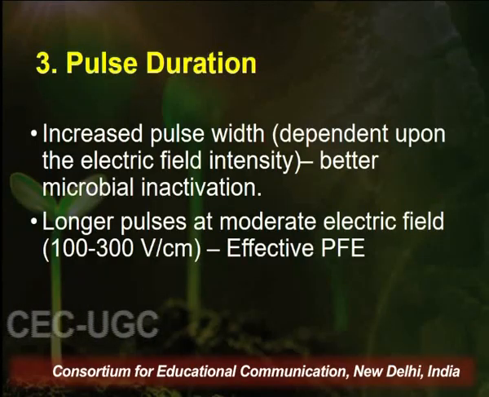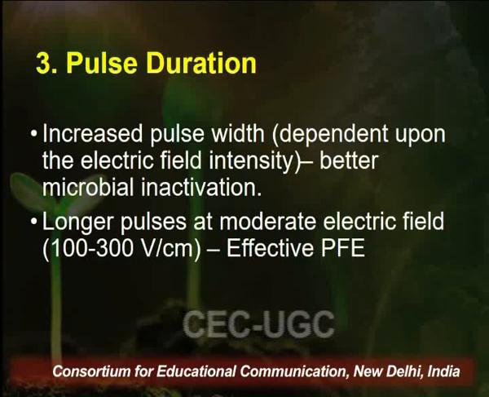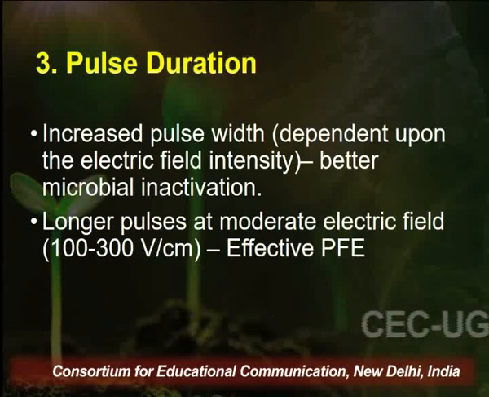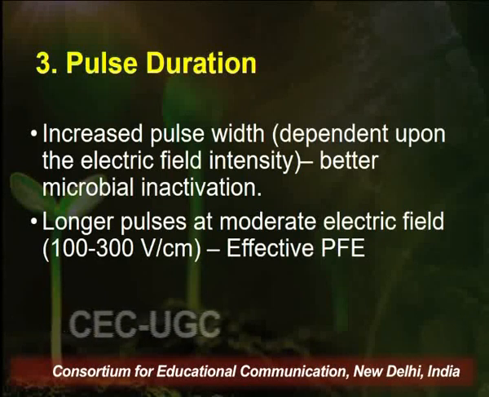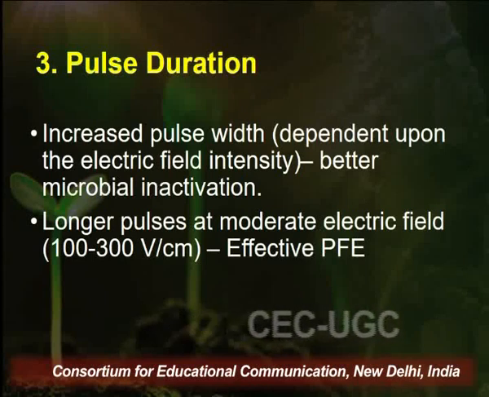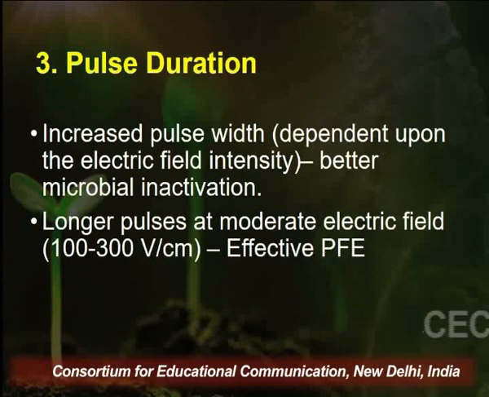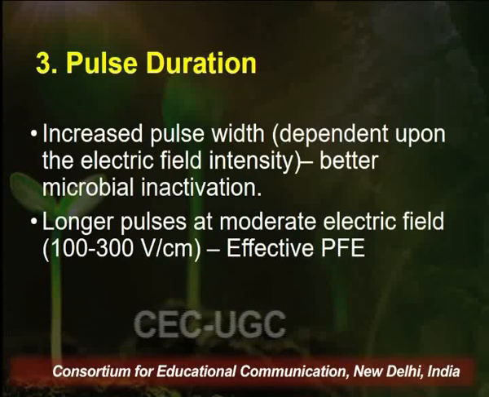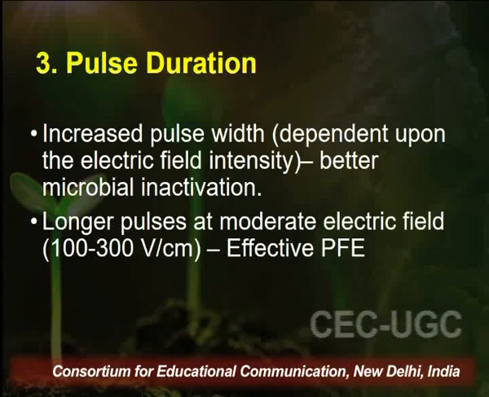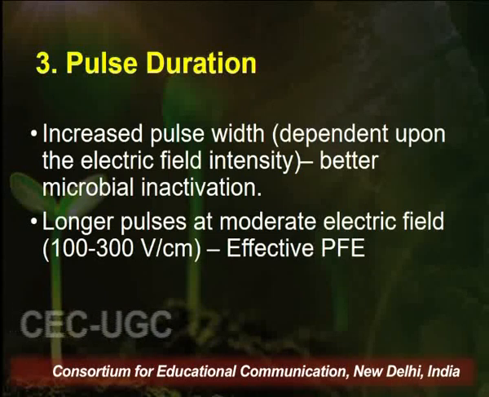The next factor is the pulse duration. Now pulse duration is nothing but the amount of time required to get a complete pulse or a complete wave of the electric current. If we increase the width of the pulse, that is, we are increasing the duration of the pulse, then better microbial inactivation has been observed, because as you increase the width of the pulse, the intensity of the electric field falls into the optimum range, which leads to better microbial inactivation.